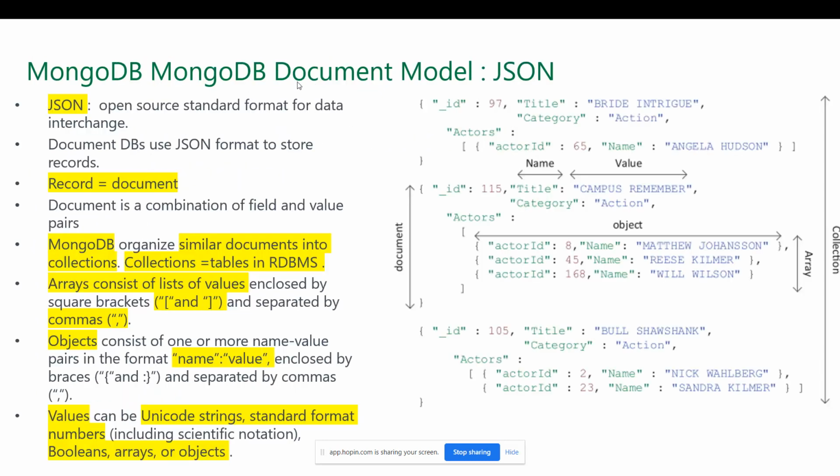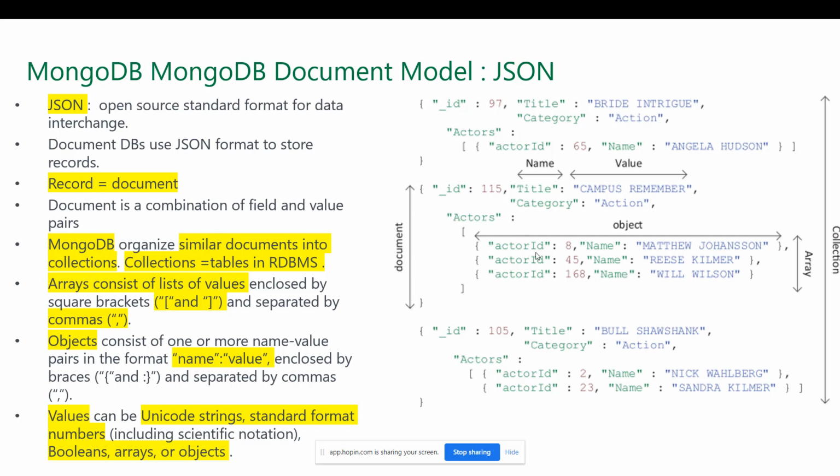So the MongoDB document model is using JSON. Let's talk about JSON. It's an open source standard format for data interchange. The document database uses JSON format to store the records. A record is a document, like in an RDBMS. A document is a combination of fields and values. Collections are like tables, because a collection takes all documents with the same character and collects them. So a collection is a table.